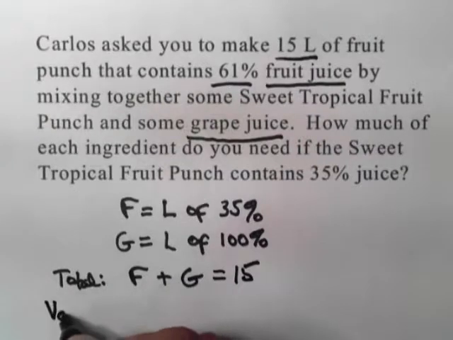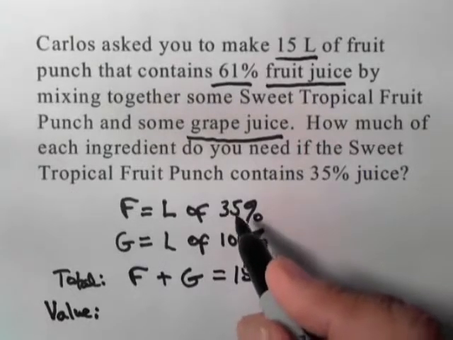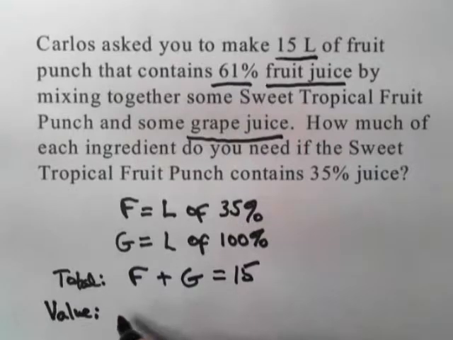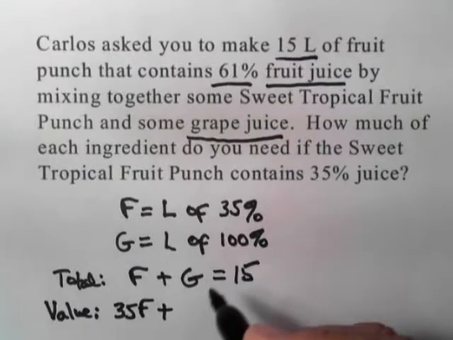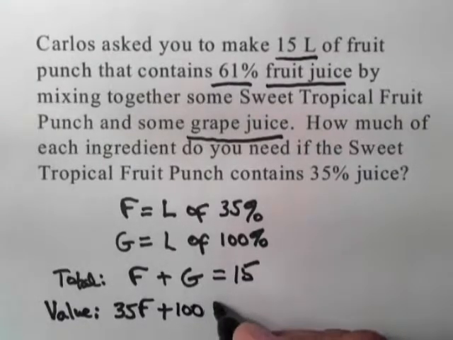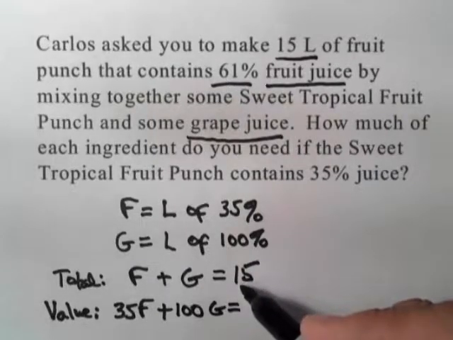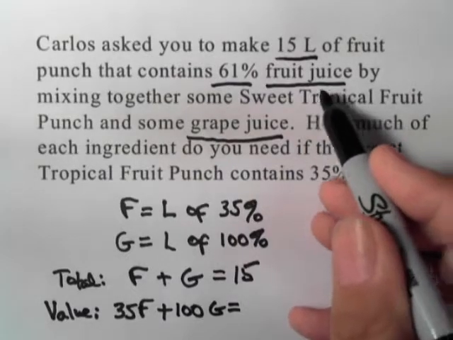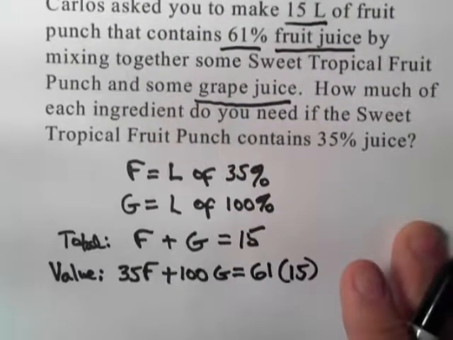Okay, now what's the amount of juice in each one of these? Well, remember, the fruit punch had 35% juice, so 35 times F. And the thing here you got to realize, since the grape was just plain juice, it's 100%, so 100 times G equals, now don't forget, we also have to multiply the guy in the end by the percent of fruit juice that's wanted in there, and this is 61%, so 61 times 15. Okay, once you get these two equations set, now you're all set to start solving this.